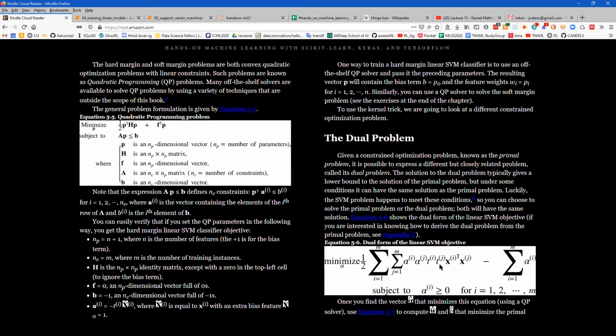And the interesting thing about the dual problem is that it involves the dot product, the inner product of the data vectors. So this is again a quadratic problem subject to linear constraints. So again, you can use a quadratic solver to solve this problem. And then he shows that there's a way to map it back to the primal problem.